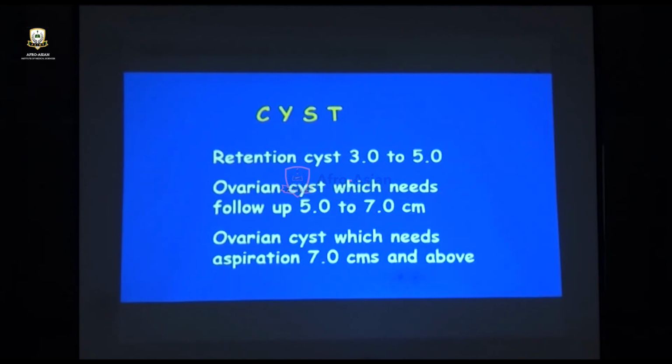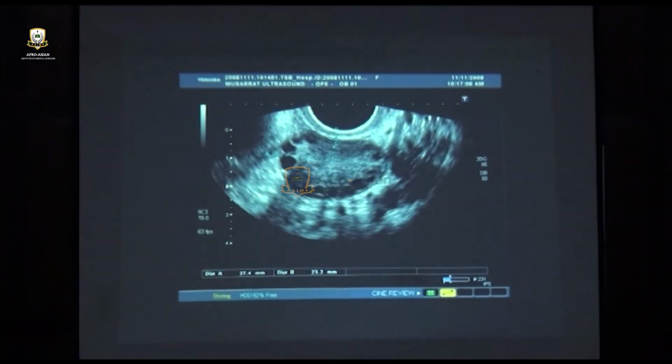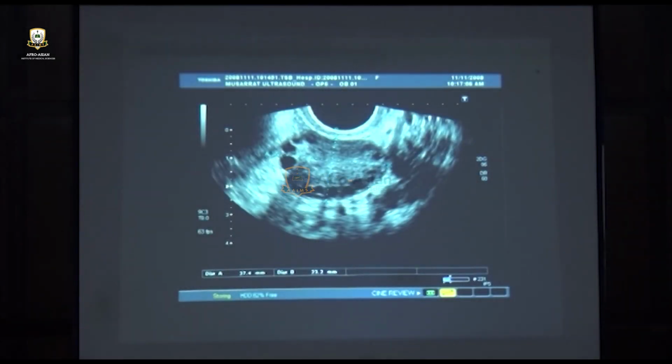Why we need to call them as retention cysts? Don't do anything. Don't write it cyst. Write the follicular retention cyst, otherwise they might be operated. Ovarian cyst, which needs follow-up, 5 to 7. Ovarian cyst, which is 7 mean diameter needs aspiration. Very nice view of the PCO. PCO, lots of people have done it, but I'll just mention one point. People talk about follicle, periphery.